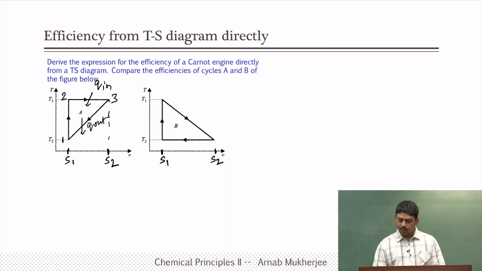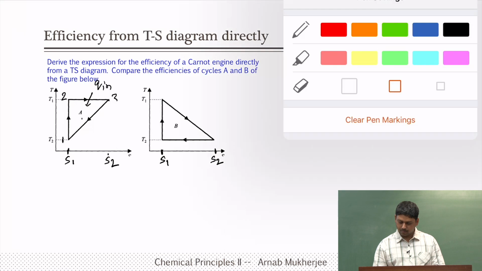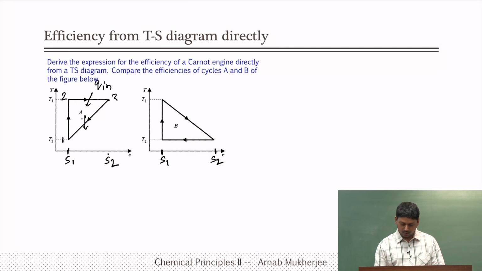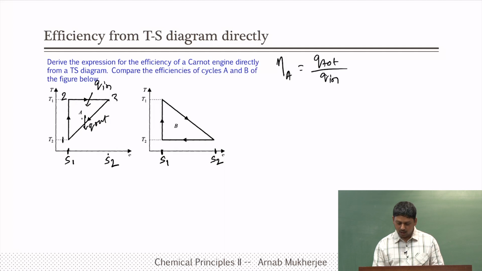Now, how do we calculate the Q out? This is our Q out. How do we calculate the efficiency? So, efficiency of the engine A we can write again as Q tot by Q in. Q in is the same as what was there for a Carnot cycle, which is T 1 multiplied by S 2 minus S 1.